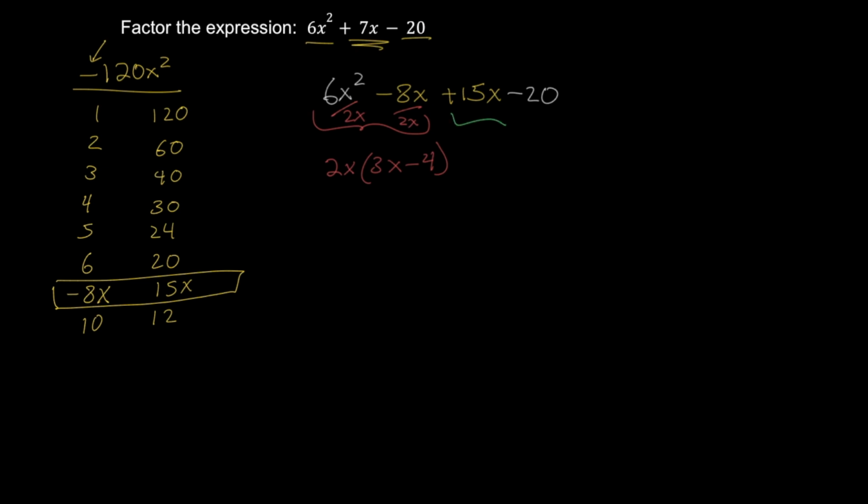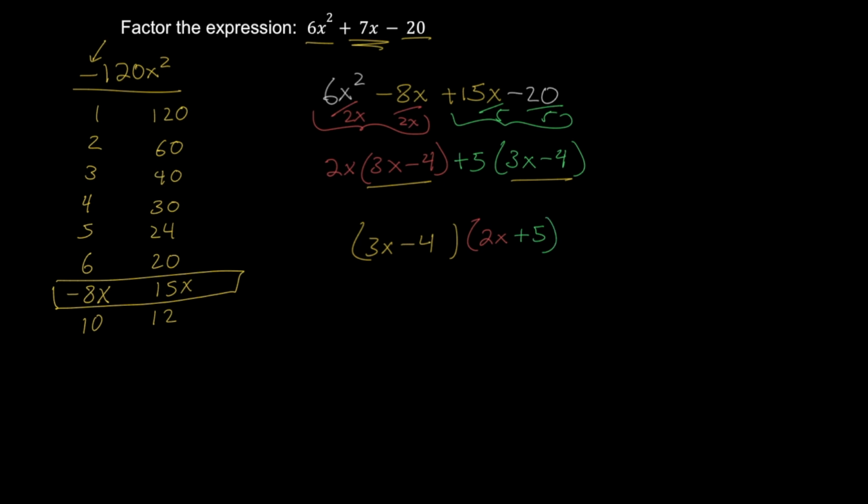Then in the second grouping, what goes into 15 and 20? Well, 5 goes into 15 and 20. It's going to be a positive 5 because the leading coefficient is positive, and there's no x in both terms, so it's just going to be 5. Divide both terms by 5, that will give me 3x minus 4. You should once again notice that 3x minus 4 is the binomial in both of the groupings. So we'll pull out the 3x minus 4, which will leave us with, from the first grouping, 2x, and from the second grouping, plus 5. And there we have it.